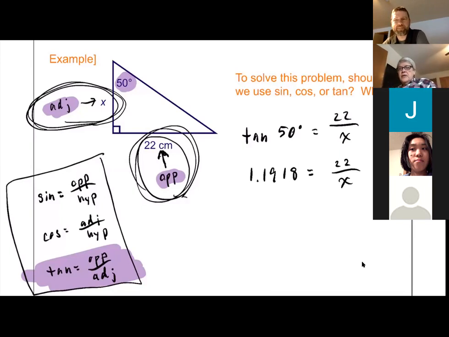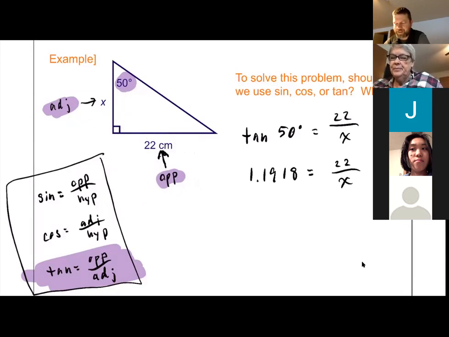Yeah, because when I did it the first time I didn't have it in degrees. Yeah, that's the only thing with calculators that's a little bit dangerous. You got to make sure your calculator's in degrees.